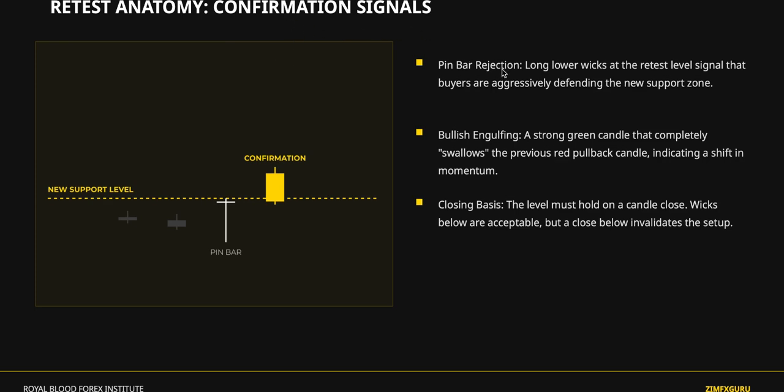So a pin bar rejection. Long lower wicks at the retest level signal that buyers are aggressively defending the new support zone, because we understand that trading is a fight between buyers and sellers.